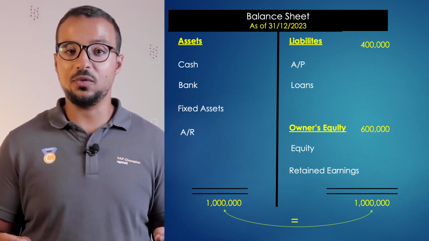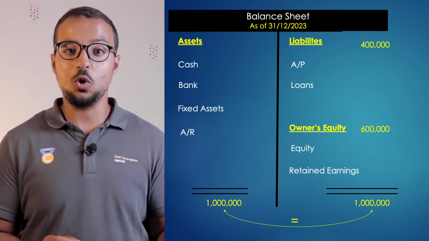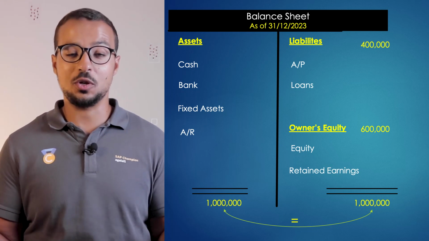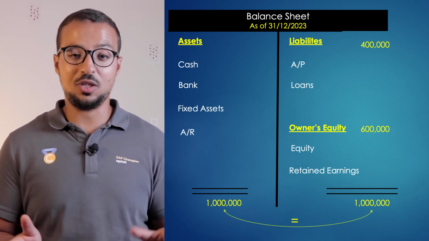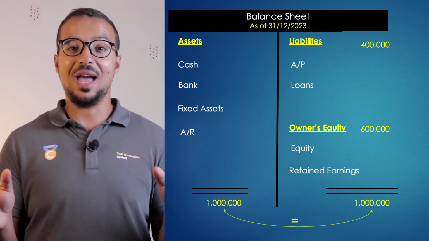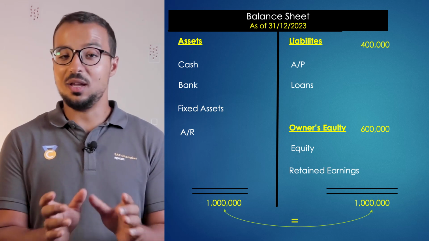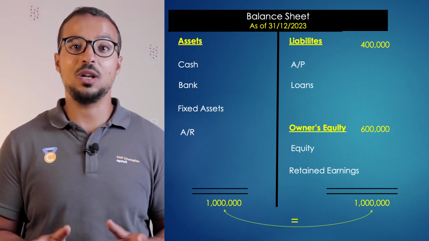And there is a golden rule in finance that at the end of any fiscal year, assets must always equal liabilities plus owner's equity. This is why it's called the balance sheet, because on the left side we have assets, on the right side we have liabilities and owner's equity, and at the end of any fiscal year, these two sides must be equal. If they are not equal, then something is wrong in our accounting system.